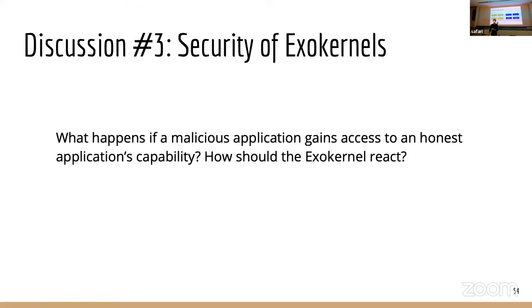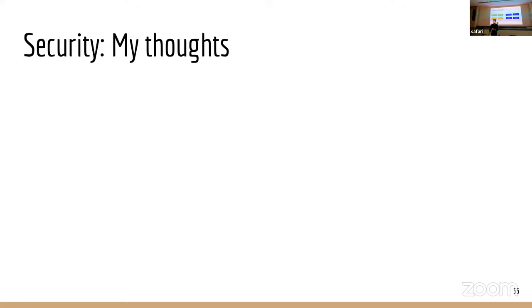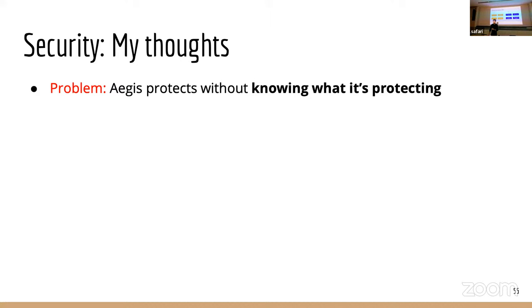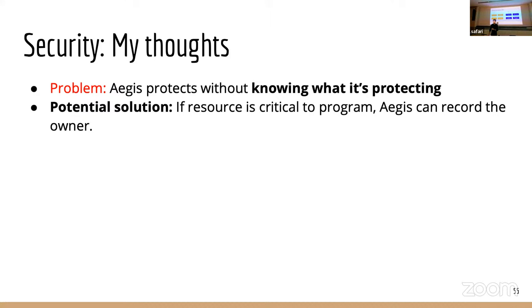Okay, seeing as there are no thoughts, I will share a solution that I thought of, which is admittedly not great. The problem here is, as I just mentioned, that IGIS protects without knowing what it is protecting. So if presented with the correct capability, it will always return the physical resource with no questions asked, basically. And a potential solution to this could be that if a resource such as a physical page is very critical to the application, IGIS can record the owner in maybe a separate table, or in this capability pairing, it can create a pair of the owner and the capability.